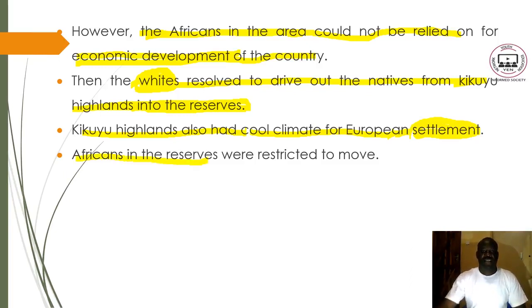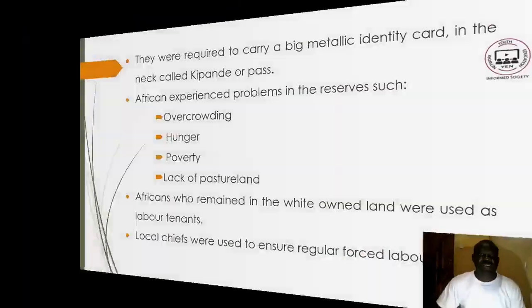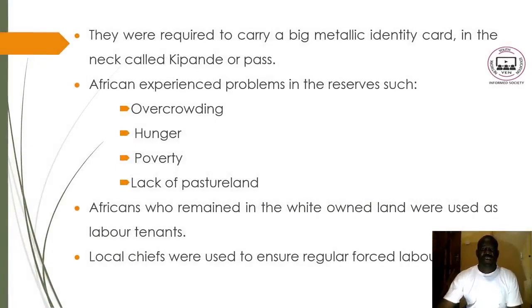Africans in the reserves, they were restricted to move. So in the reserves, when they were driven out, the Africans were restricted to move. They were required to carry a big metallic identity card in the neck, which was called kipande or pass. So they were carrying that identity in their neck to show that they have a pass to move somewhere.